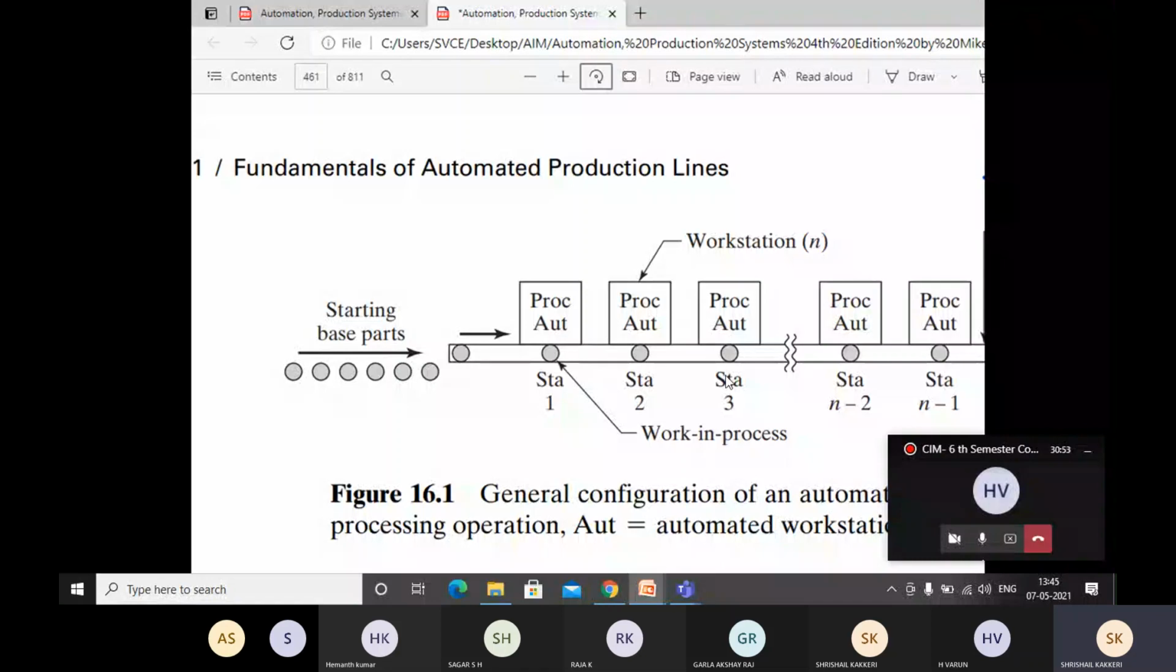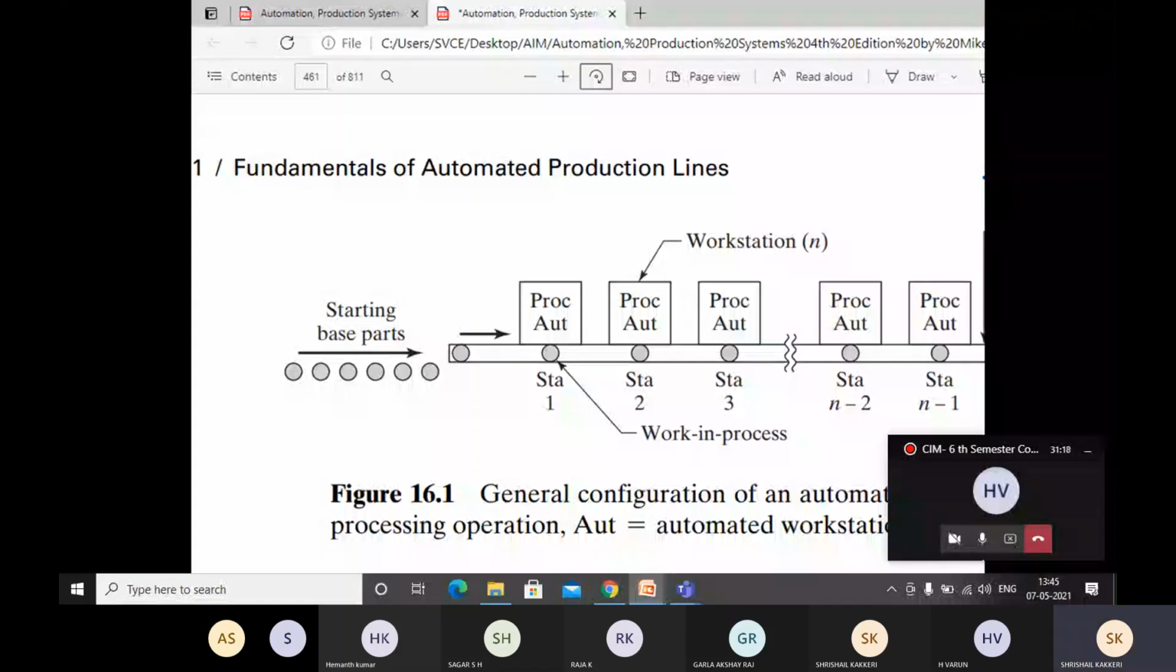Please make a note, all of you, write short notes on starving of station and blocking of station. Please make a note. Are you making a note of it? Yes, sir. Starving of station and blocking of station. Whenever I come to this particular topic, I'll explain it in detail.